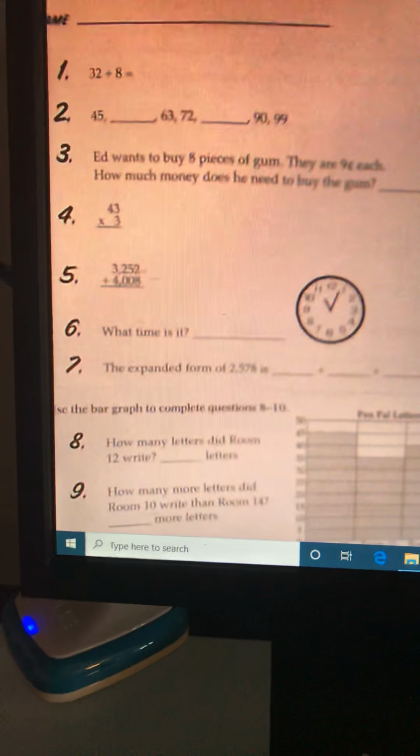So I'm going to finish up our week with today's lessons. Today our math, again, looks very, very similar. We should be whiz kids at these by now. We have division, a number pattern, a word problem that involves money, multiplication, addition, what time is it, and expanded form. Guys, remember what expanded form is.